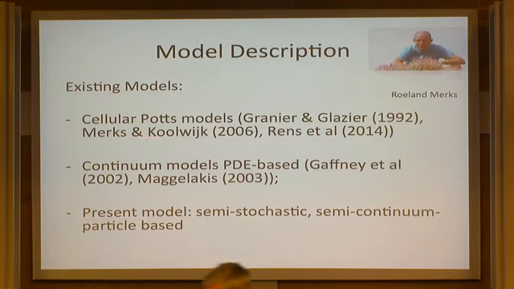These cellular Potts models consider a lattice, and each lattice point is either occupied by a cell, for instance, or not occupied. So it's kind of a digital model in that sense. There are also continuum-based models. You can think of stochastic principles here, but also some deterministic principles like energy functionals, and that's actually what Merks is doing.